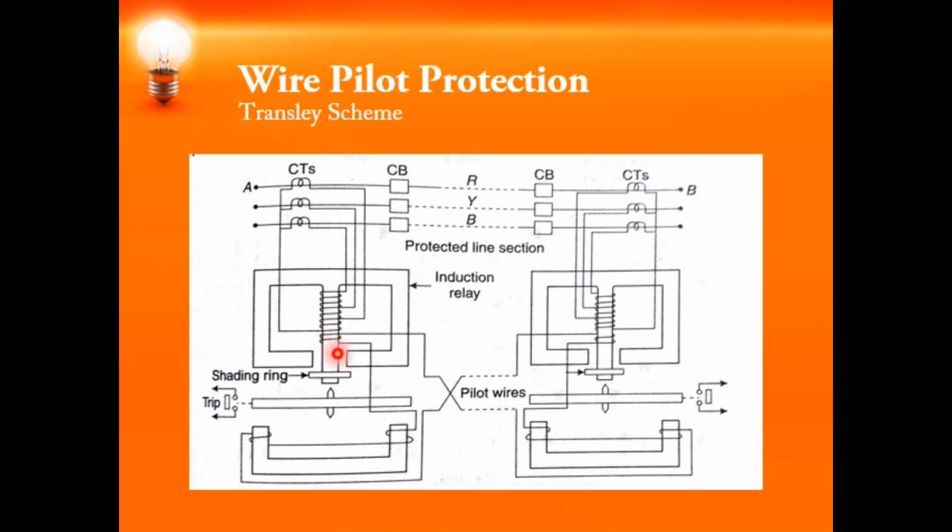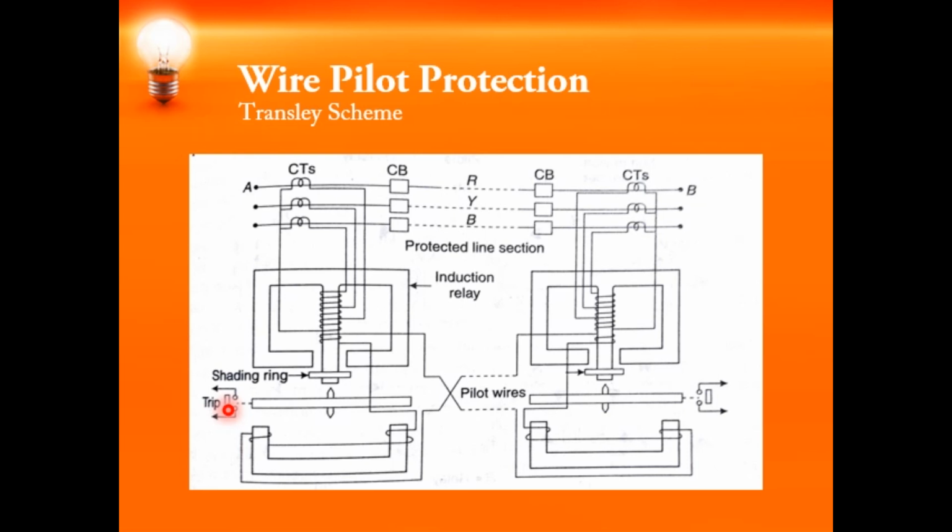So there is no operating torque. But whenever there is an internal fault, the current flows through the lower magnet as well as through the pilot wires, which in turn causes the operating torque, and it will send a trip signal so that the transmission line is protected. The current flowing through the lower magnet might be small, and this particular scheme is suitable for long pilots having a loop resistance up to 1000 ohms.